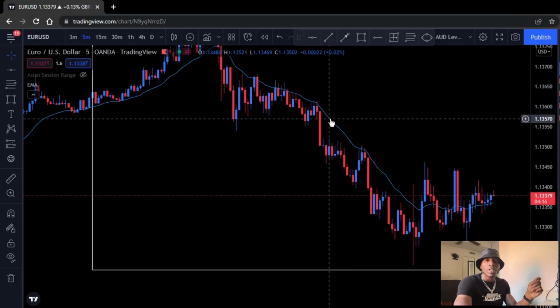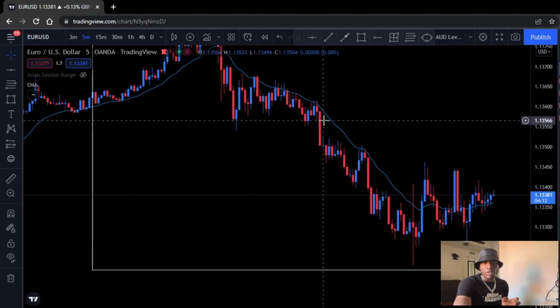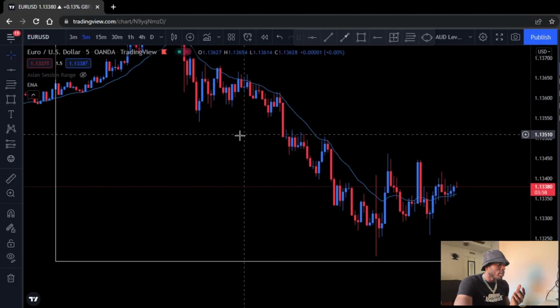If you try to do something like this in a ranging market, it's not going to work. I am emphasizing this because it's very important that you understand what type of market you're trading in, and that's going to then determine how you are supposed to trade. And it's just as simple, ladies and gentlemen. So here you can enter in here.